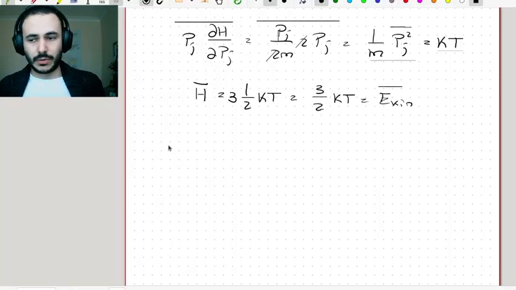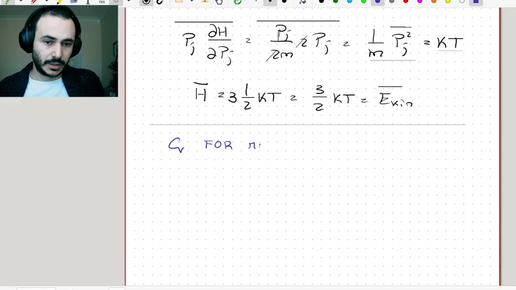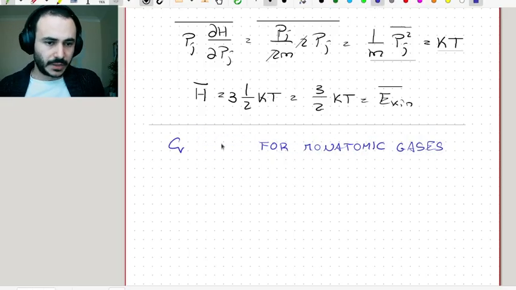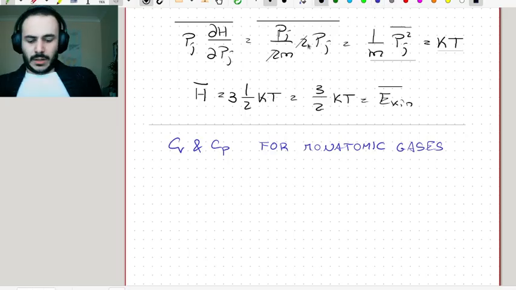So just going back to the monatomic gas, let's calculate the heat capacity. So let's write here heat capacity at constant volume for monatomic gases. I was thinking maybe I should put here CV and CP. Okay, so how do we calculate this?